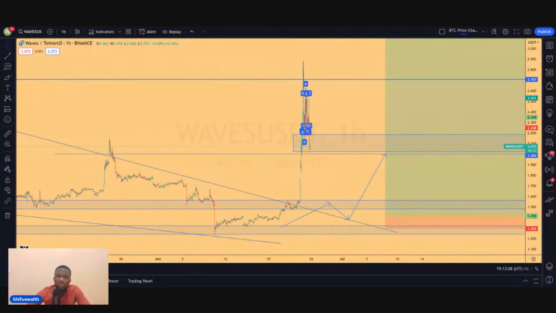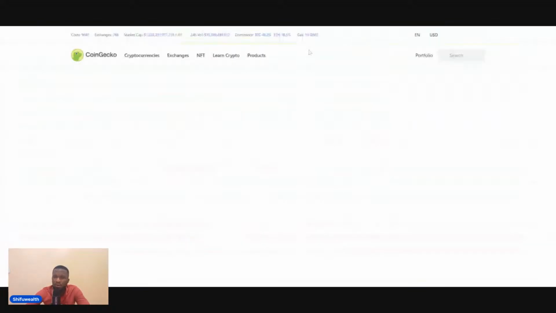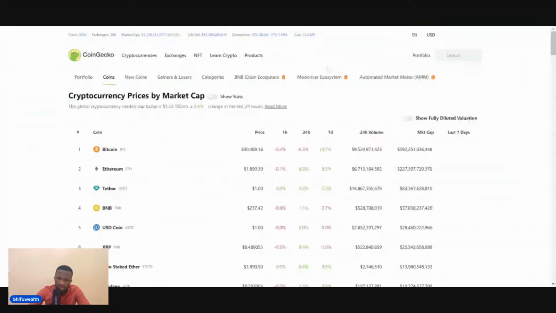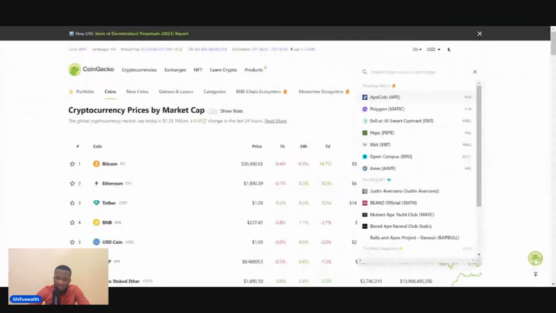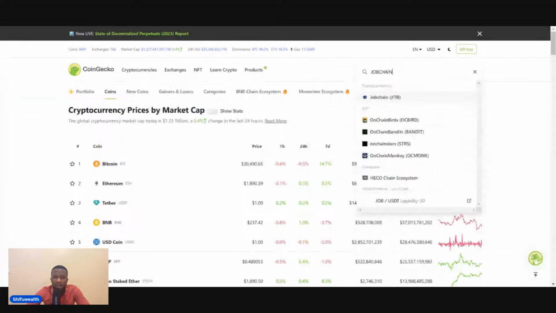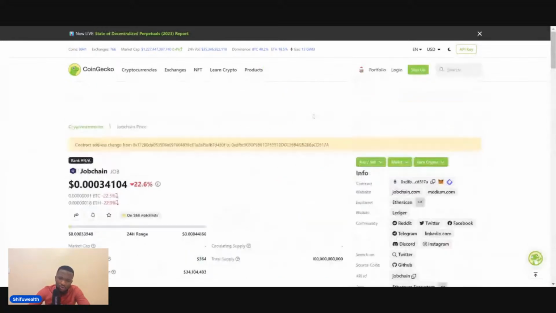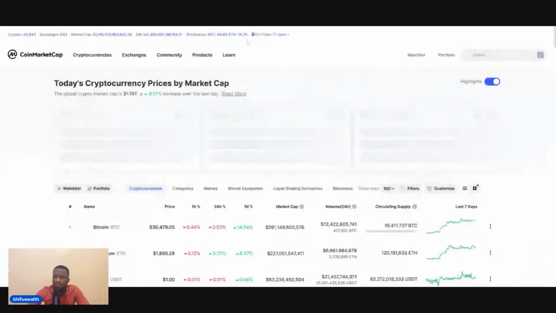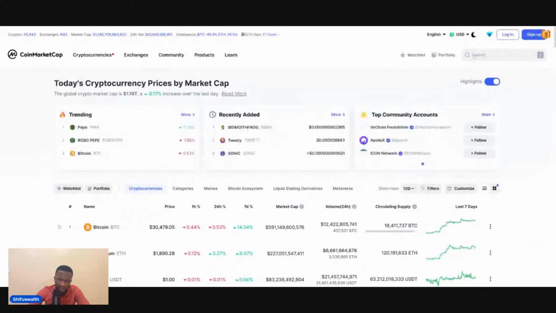One of the coins we talked about, which is still fresh and a good buy, was Jobchain. We talked about Jobchain because the potential it has goes way beyond just the now. The potential it has goes way back into the bull run. It's a token that could literally change a lot of people's lives as well.